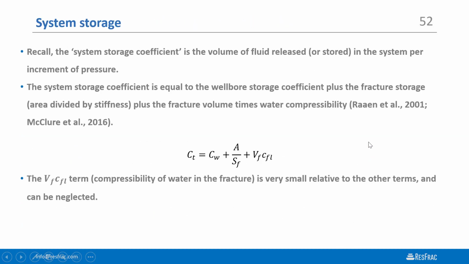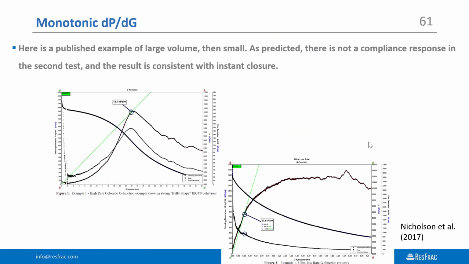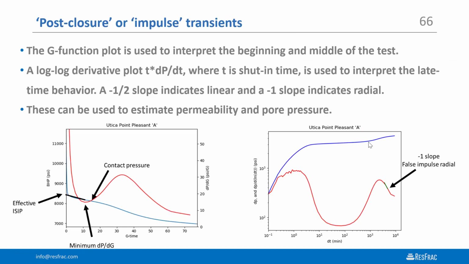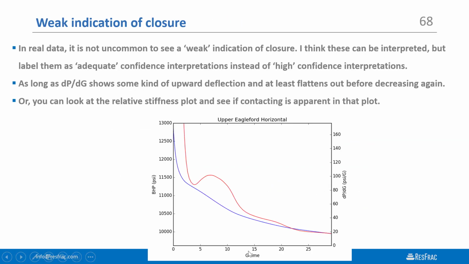In fact, I think I have an example way later. Let me try to find it. Yeah, this is another example where the minimum and maximum of dP/dG are not so clear, but still there. What I've come around to in my work is that if I see this dP/dG come out and inflect up, even if it doesn't quite hit a maximum, if it's clearly inflecting and making this S, then I'll continue to do the interpretation.